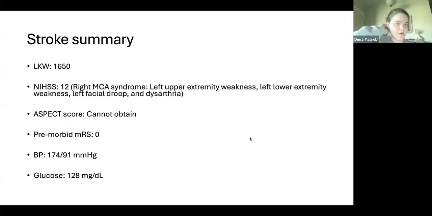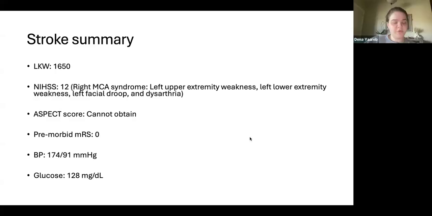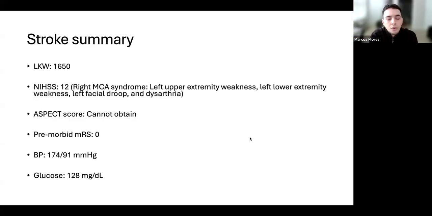Based on what I last had through my rotation, it was 3.5 to 4 hours. Usually it's 4.5 hours, and there have been studies where we're trying to extend that period for a certain population to even 24 hours, but for now it's 4.5. So that is very important. That is one of the things we ask when we have a code stroke: the last known well.